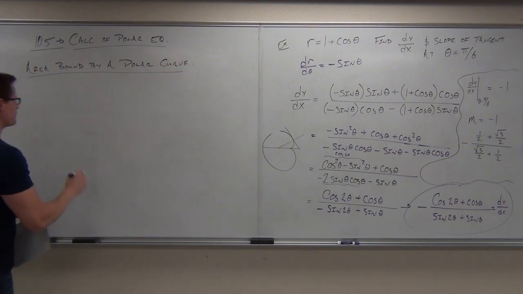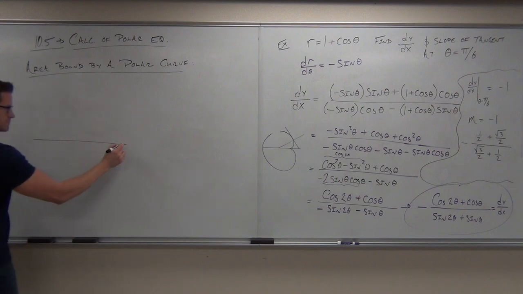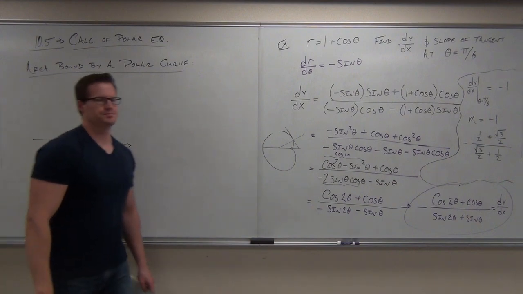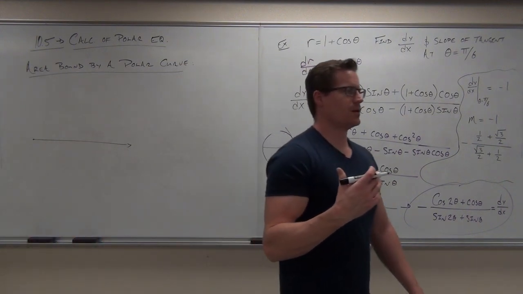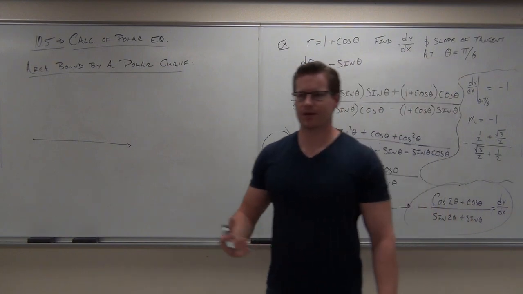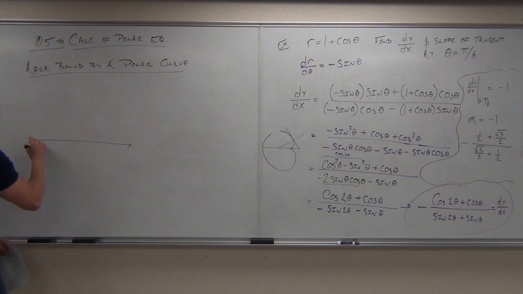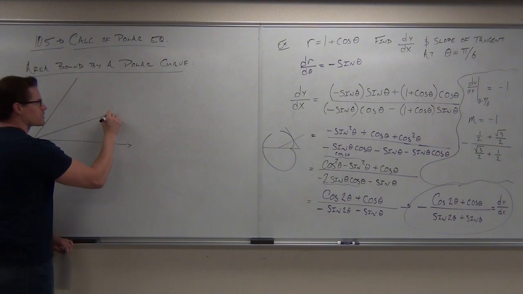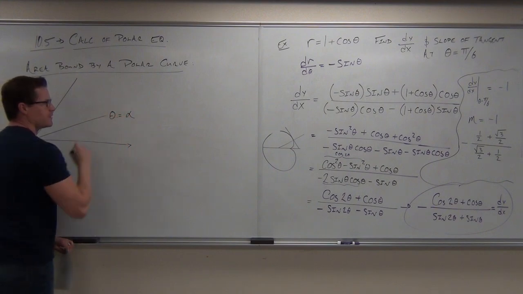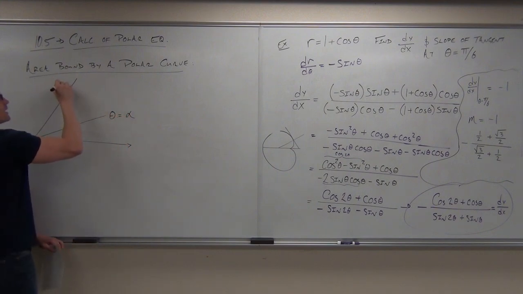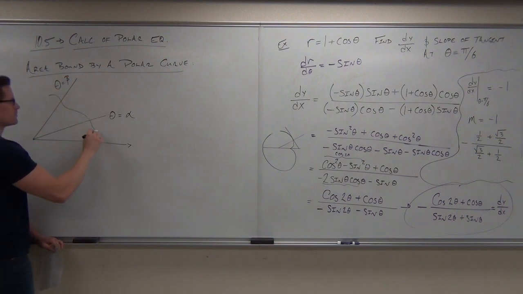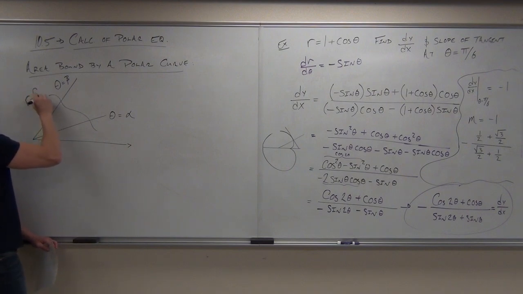So let's start with one. Here's our polar axis, here's our origin, and here's the deal. We know that our polar curves are given by an angle, and that angle dictates what the r is. So basically, a polar curve can be defined arbitrarily by saying we're going to start at some angle, call it alpha, we're going to end at some angle, call it beta, and we have some curve. r is a function of theta.